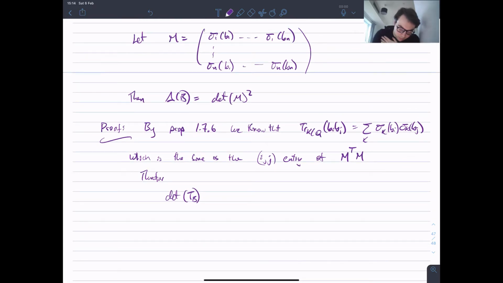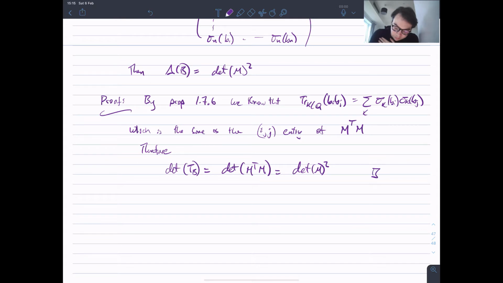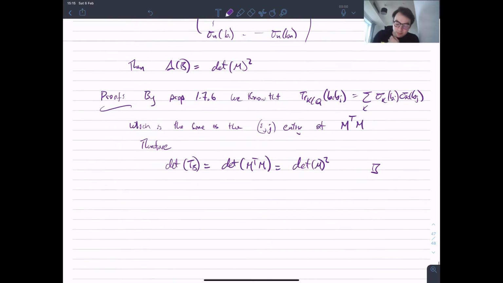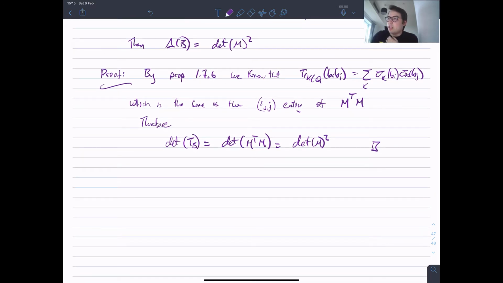Okay. Therefore, the determinant of this is the same thing as the determinant of M transpose times M, which is the same thing as the determinant of M squared. And we're done. Great. So we have two slightly different matrices which we can use to compute the discriminant with. The first one was this matrix of traces, and here's this matrix with embeddings. So that's one thing. So now let's start using some special looking types of bases for our spaces, which is how I'll make our calculations easier.